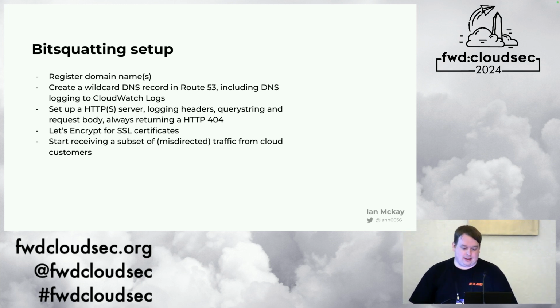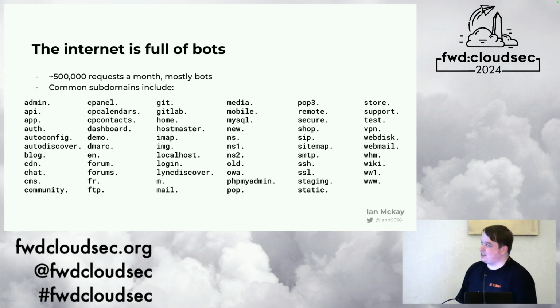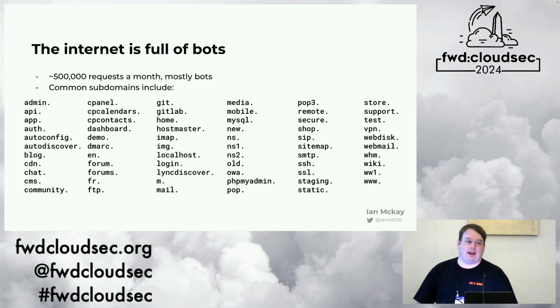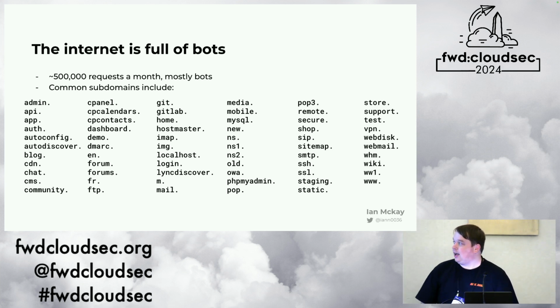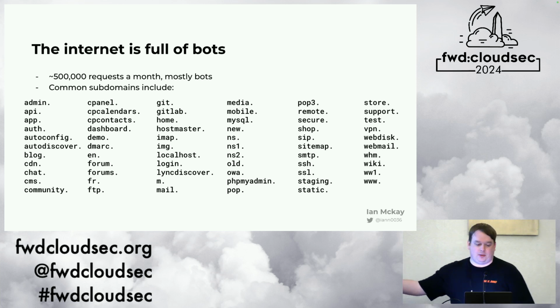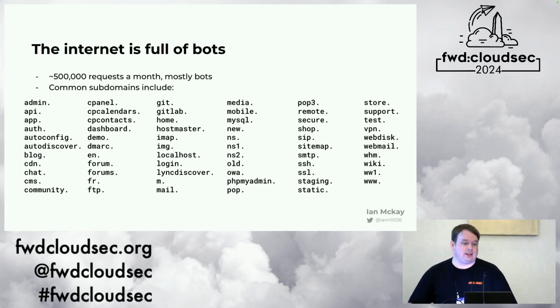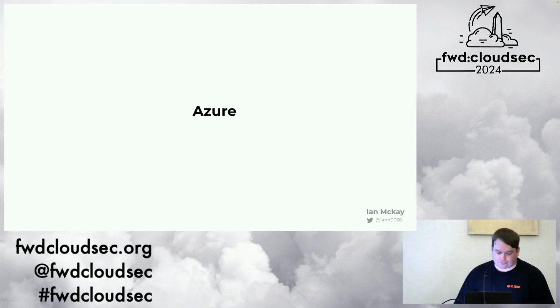There's one little caveat to this, and that's something you may have experienced before. The internet's full of bots. If you register a domain today and have a TLS certificate registered against it, you will receive about 500,000 requests per month, mostly from bots. And a lot of these are common subdomains, the type of things you'll see. So in my research, I had to actually filter this out, which is very annoying.